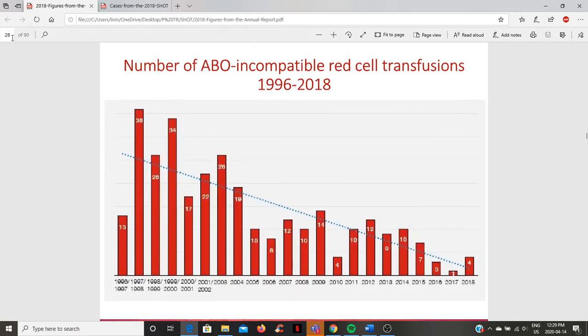I guess I could have scrolled down to this one. Looking over the long term, I like this page: the number of ABO incompatible red cell transfusions from 1996 to 2018. That's how long they've been tracking this data. This is actually really good. To see this decrease statistically is fabulous, and that's what we want to see more of. Let's get to the point where this never happens. We're going to take these stats from the UK to represent the developed world as a whole. It might not be exactly the same statistics, but it should be very similar for any developed country.